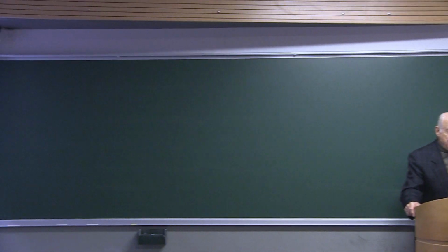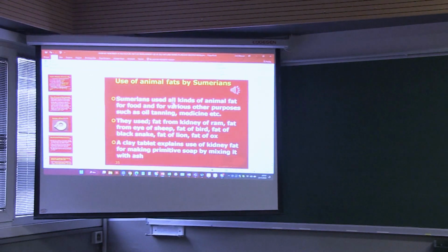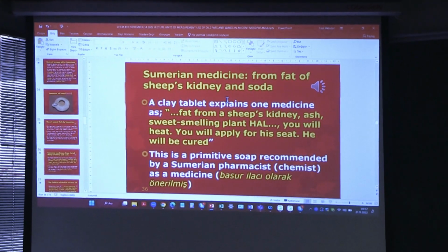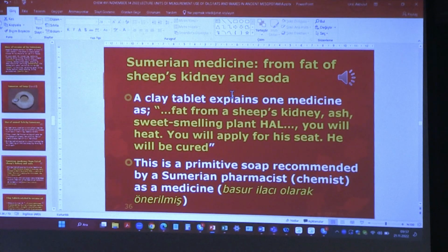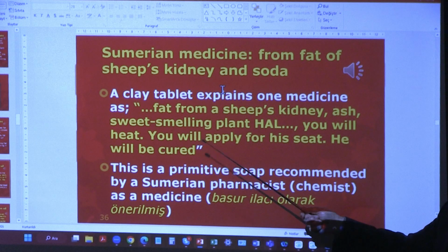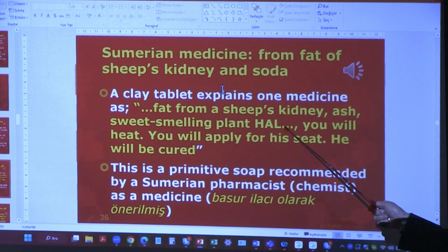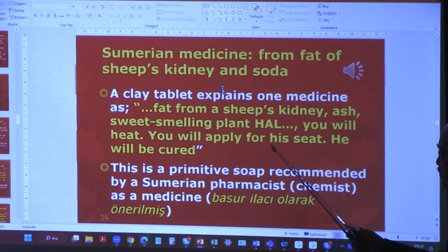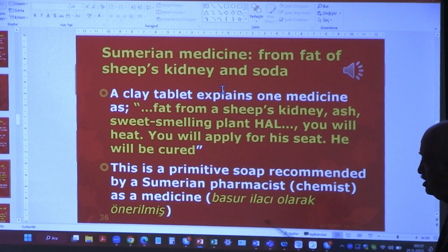Yeah, there is a clay tablet which mentions kidney fat to make a soap, by mixing it with ash. There's a clay tablet on that. Now, a clay tablet gives us the formula of a medicine. It says, fat from the sheep's kidney, ash, sweet-smelling plant, probably myrrh. We don't know the word exactly, but it represents something like myrrh or something that smells good. And you will apply it to his seat, he will be cured. So it's like basur ilacı. It's a medicine for the seat of the person.